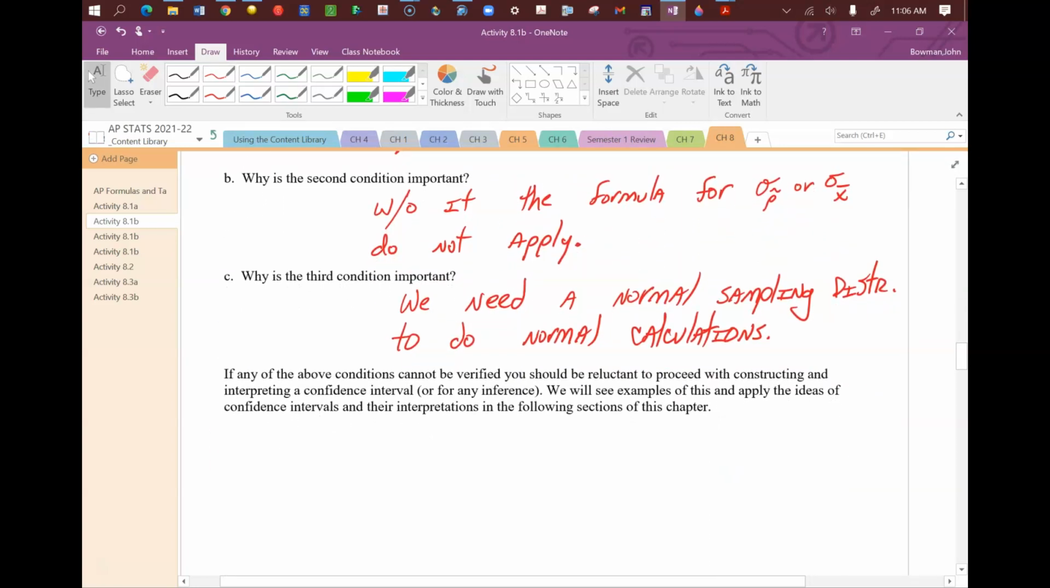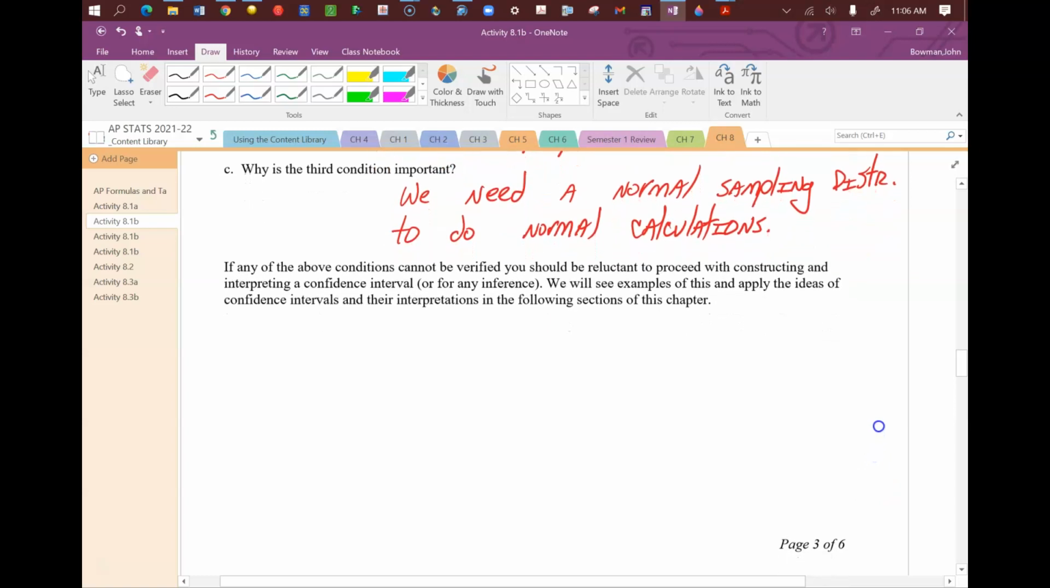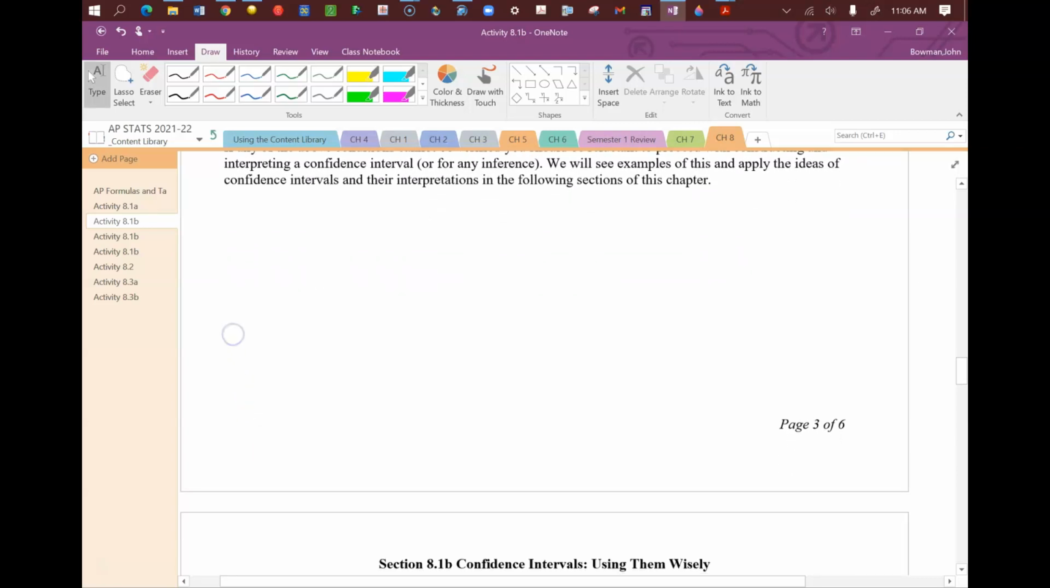Okay, so if any of the above conditions can't be verified, you should be reluctant to construct a confidence interval and interpret it in the way that it should be interpreted. Now, here's the reality of the situation. We are going to give you problems where you don't meet those conditions on purpose to check to make sure that you're verifying those conditions. In those cases, you should verify whether or not the conditions are met, but you should still construct the confidence intervals just for the practice.